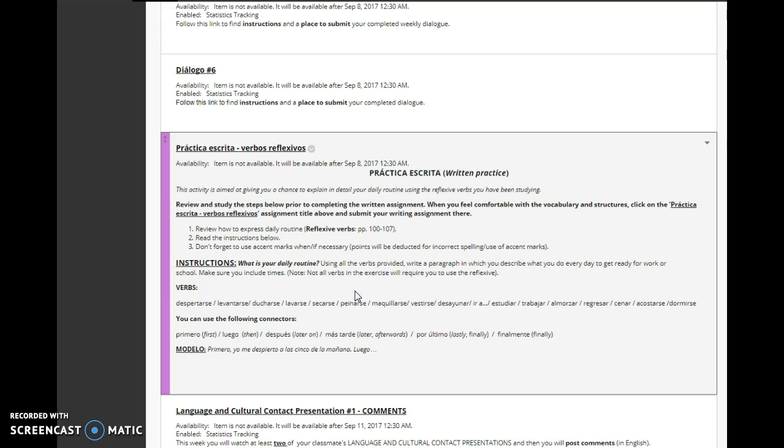Okay. 10 verbs in which you're going to write a paragraph that you describe what you do every day to get ready for work and or school. Make sure you include some times. And remember, not all these verbs here are going to be reflexive. Okay? And I give you some connectors. You know, you can use primero, luego, después, más tarde, por último, finalmente.